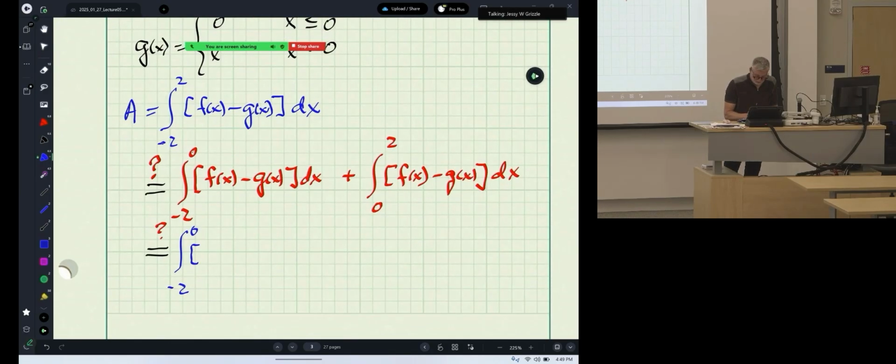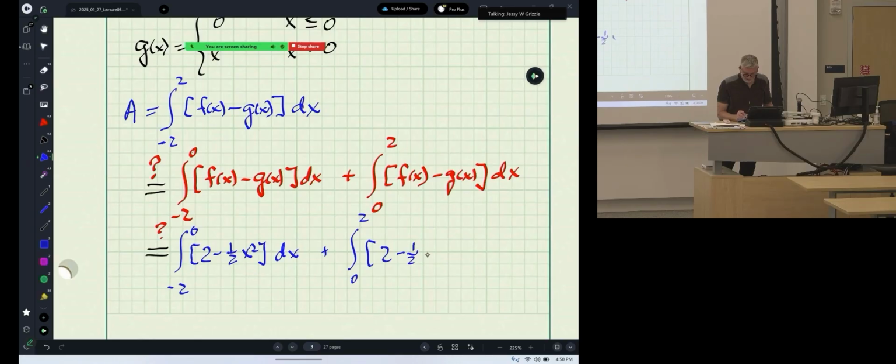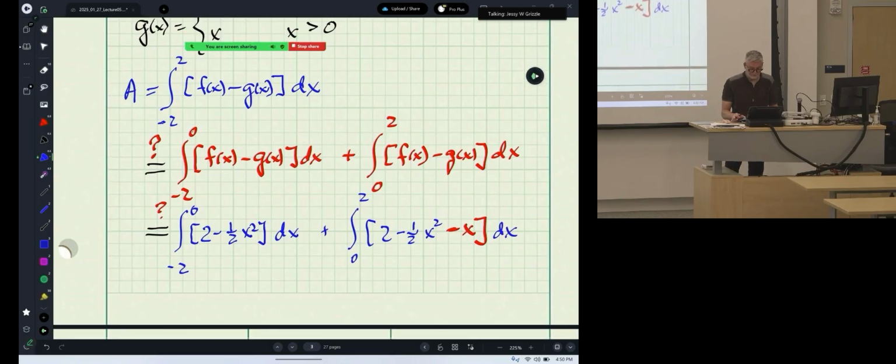Okay. And we have here 2 minus a half x squared, and g of x is 0, plus the integral from 0 to 2 of 2 minus a half x squared, and then just to show g of x there, dx. Okay.